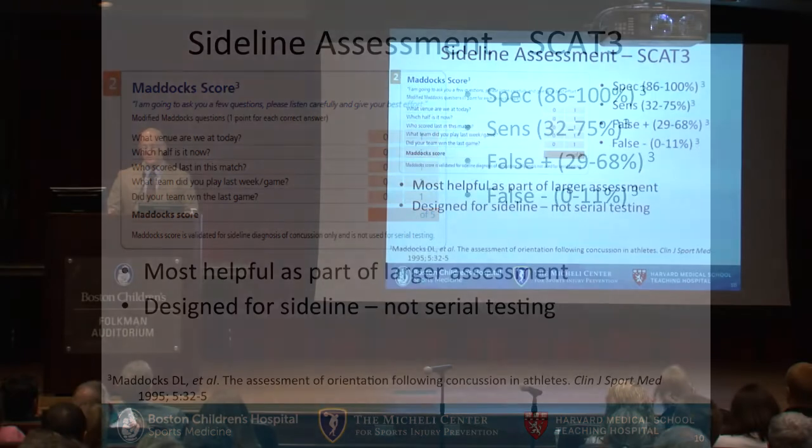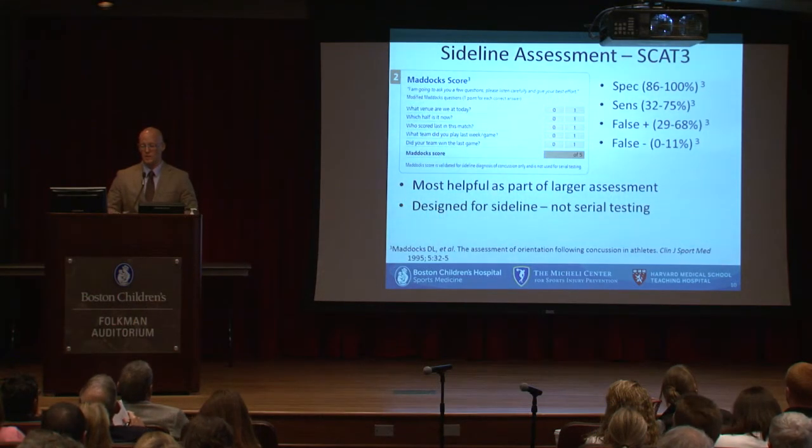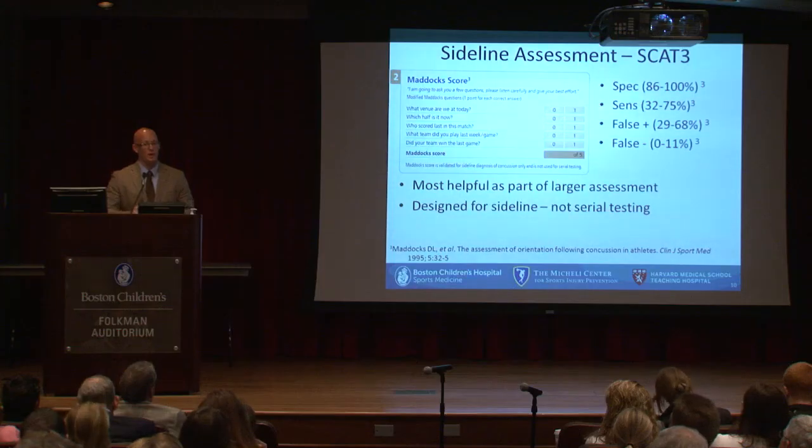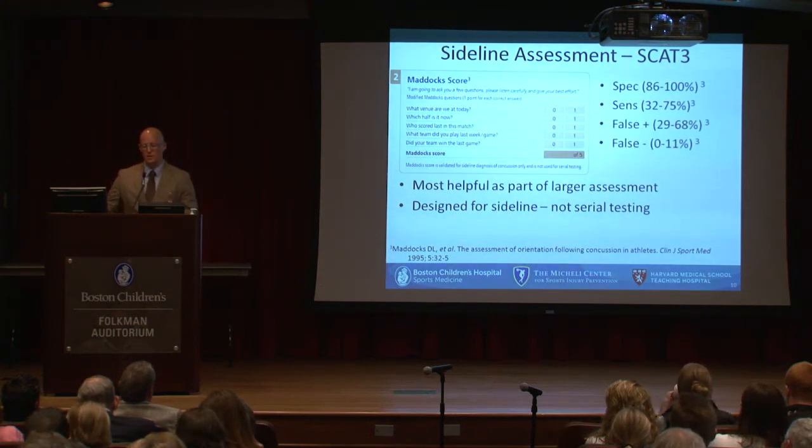You see the specificity is quite good, between 86 and 100%. Sensitivity, much more variable. And again, a really variable false positive rate, but the false negative rate is very low. So it's helpful to kind of say, boy, I have a very specific thing that if I can isolate this group here and they're able to perform this very well, it's unlikely that I'm missing some. But again, this is most helpful as part of a larger assessment.